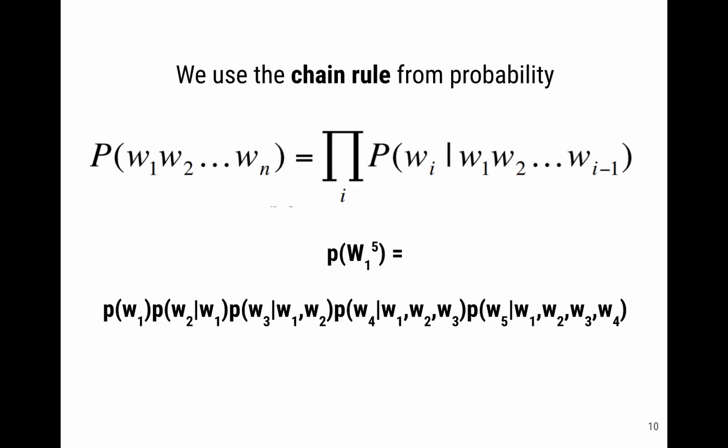The probability of word 1, word 2, word 3 in sequence is equal to the probability of word 1 times the probability of word 2 given word 1 times the probability of word 3 given word 1 and word 2 times the probability of word 4 given word 1, word 2, and word 3, and so forth. That is what the chain rule prescribes, and that, you can see, can get complicated fairly quickly if we're trying to compute the probability of longer sentences than this.